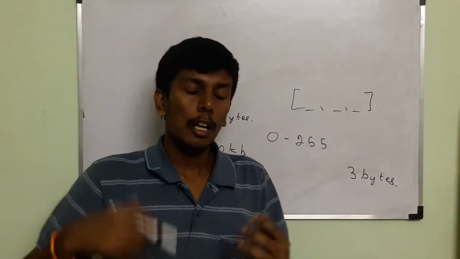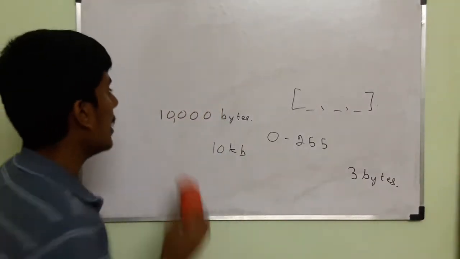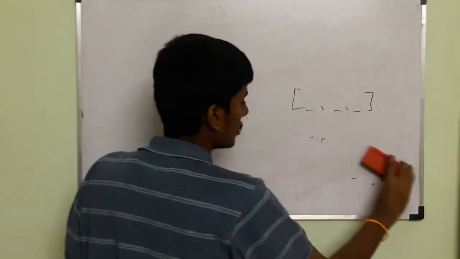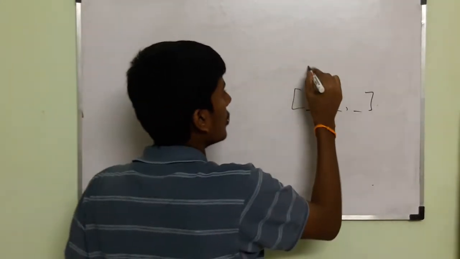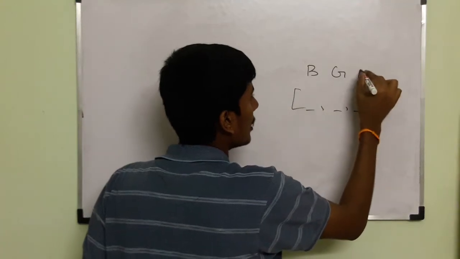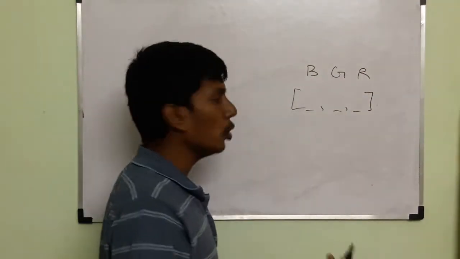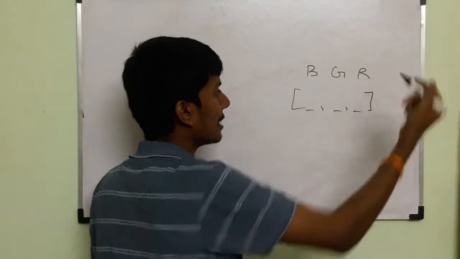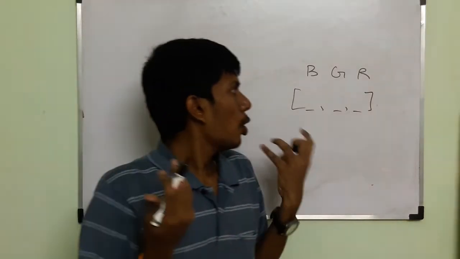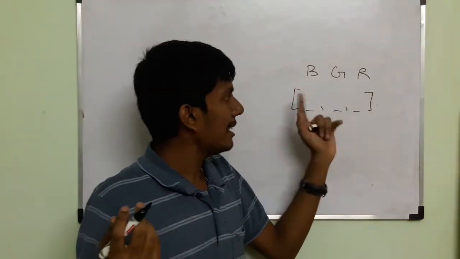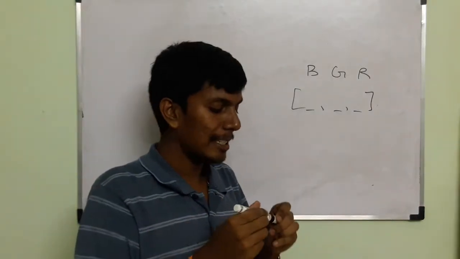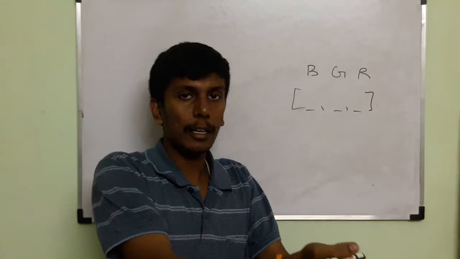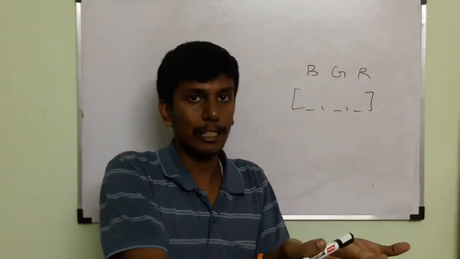But what do these 3 numbers represent? They hold channel values. So what is a channel? We have a B channel, a G channel and an R channel. B channel stands for blue, G channel stands for green and R channel stands for red. Why do we require only 3 channels, and what do the values for each channel mean? We will see that in a visual demonstration.